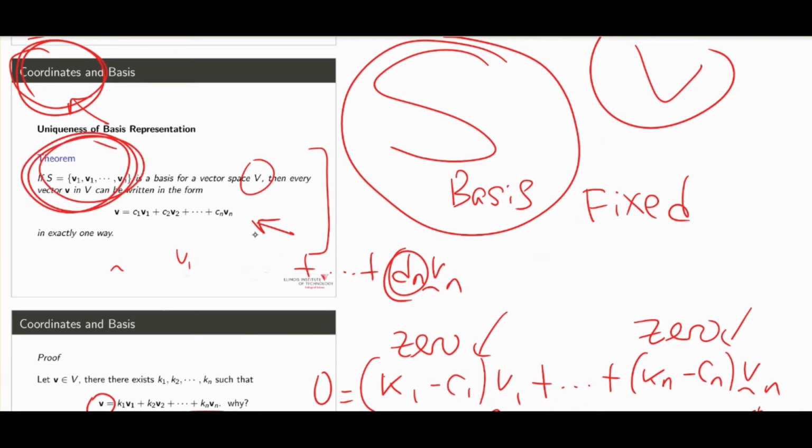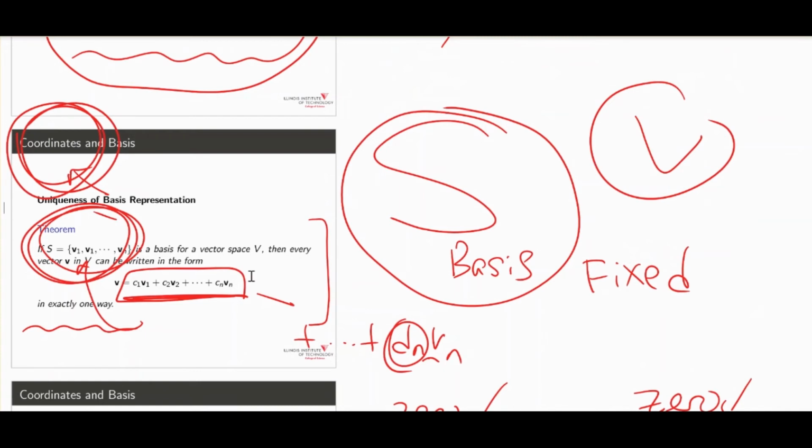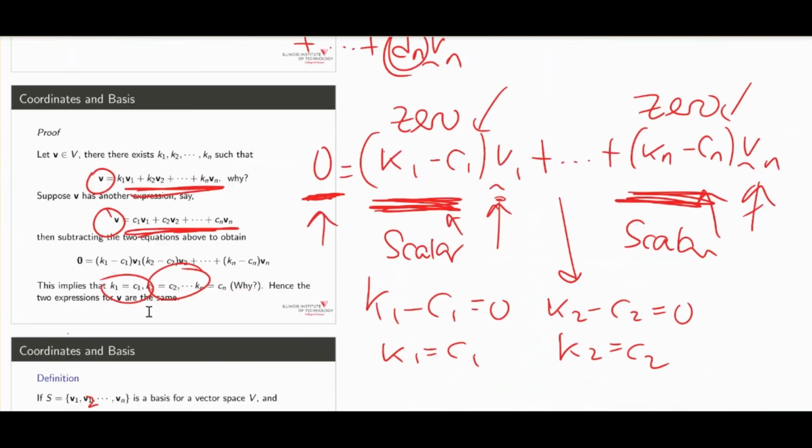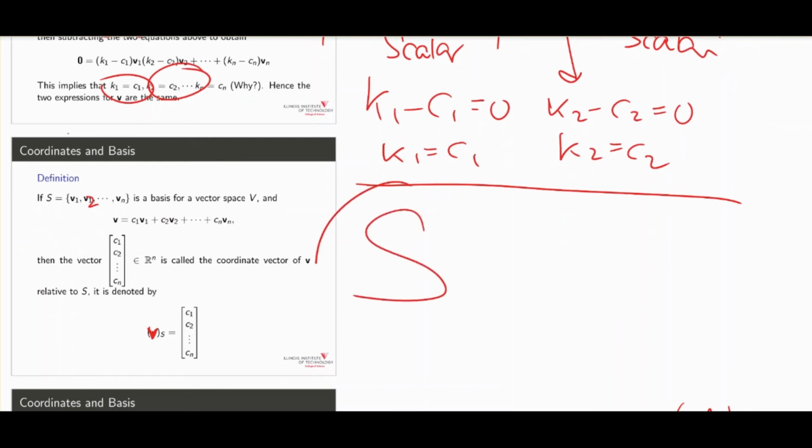Then any vector can be expressed as a linear combination of the basis vectors in exactly one way. You can express it uniquely. So that gives us the concept of coordinates. We can use that to talk about coordinates. Let me tell you how a coordinate is defined. Every time you talk about coordinates, you have to talk about a basis. So a basis has to be given first.